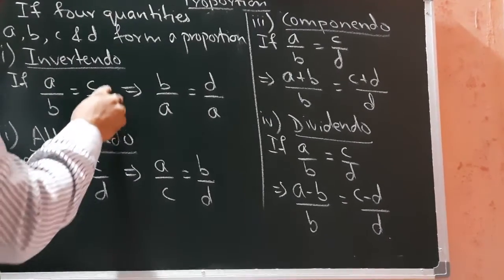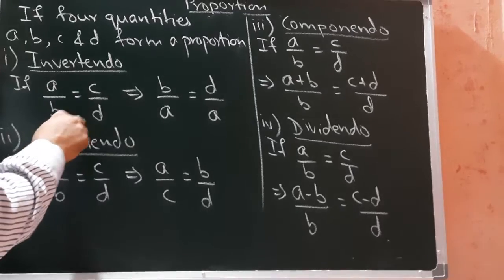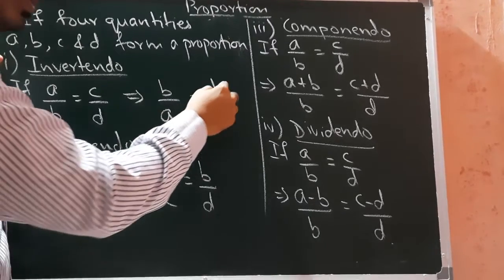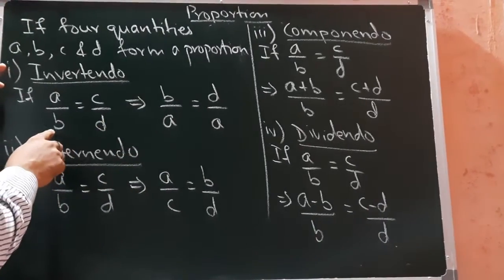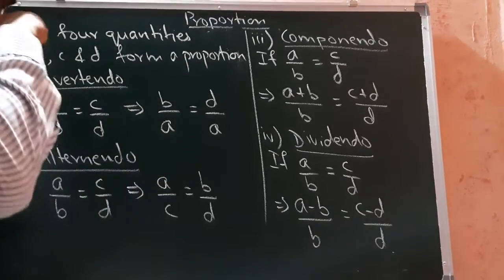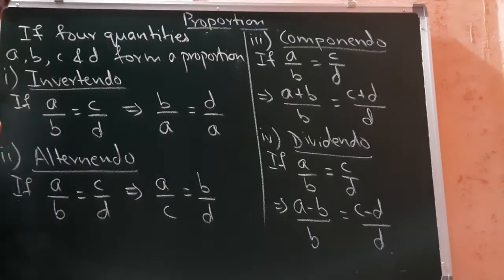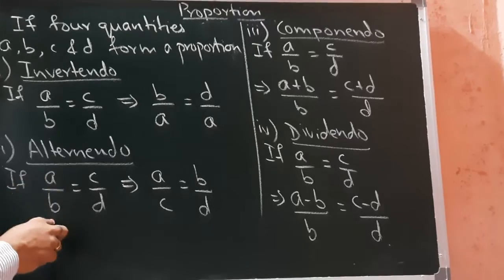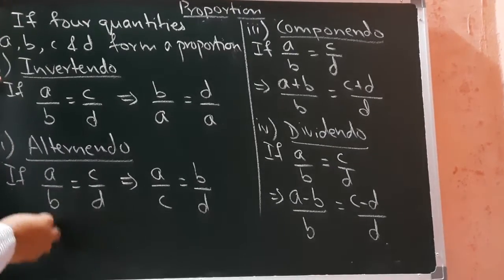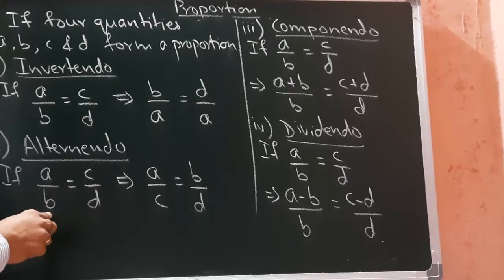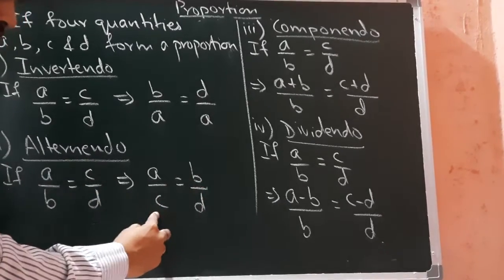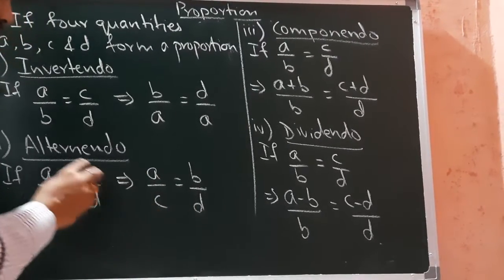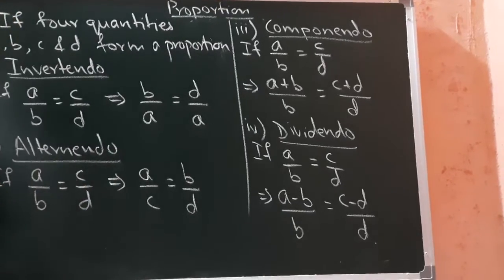If A upon B is equal to C upon D, this implies B upon A is equal to D upon C. That is the reciprocal of the fraction. Second one, alternando. If four quantities are in proportion, A upon B is equal to C upon D, and the second and third terms interchange their position, or the first and fourth terms interchange their position, at that time we say it is the alternando property.